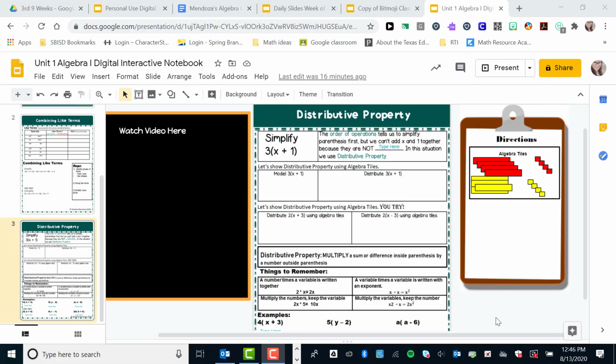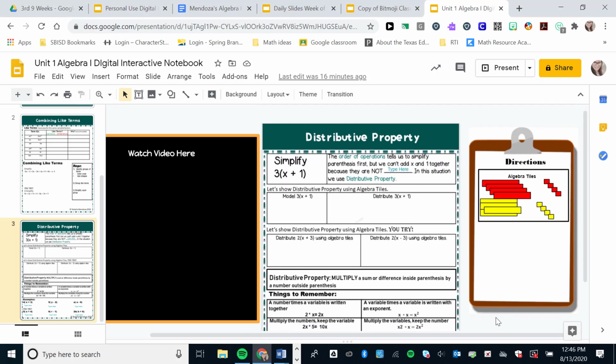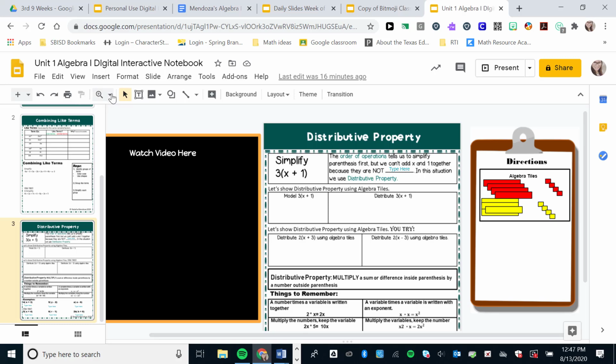Today we're going to learn about distributive property. So the first thing that we're going to do is zoom in so you guys can see my screen.